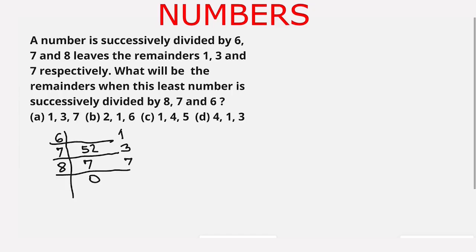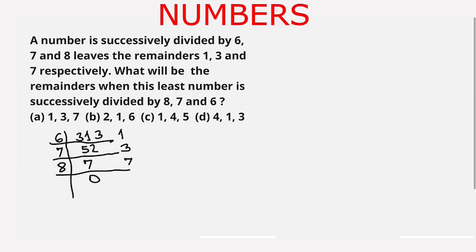6 times 2 is 12 plus 1 is 13. We carry 1. 6 times 5 is 30 plus 1 is 31. So the number is 313. When it is divided by 6, the quotient is 52 and remainder is 1. The quotient 52 when divided by 7, the quotient is 7 and remainder is 3. And when 7 is divided by 8, it divides it for 0 times and remainder is 7.